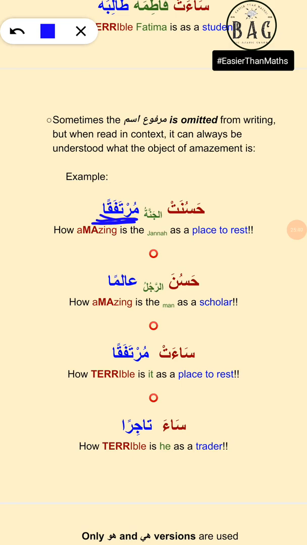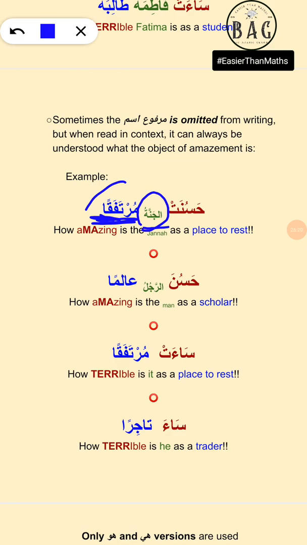Okay, so you've got hasunat murtafaq. And now if you had already been reading the earlier excerpt or the paragraph, you would know that the jannah is being talked about here, so you would understand automatically that since the object of amazement is missing from here, and the word that is right after hasunat is in nasab form, so obviously the object of amazement has been omitted, and this thing murtafaqan is actually defining the thing that has been talked about.